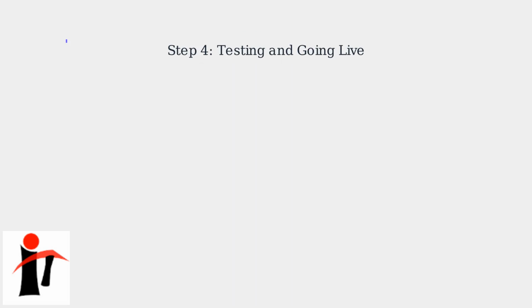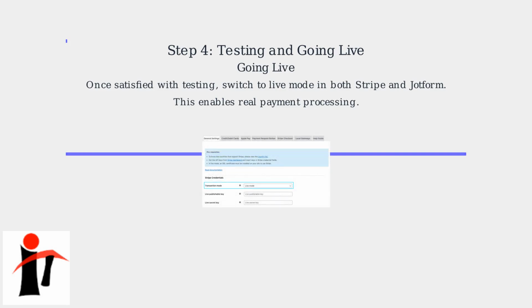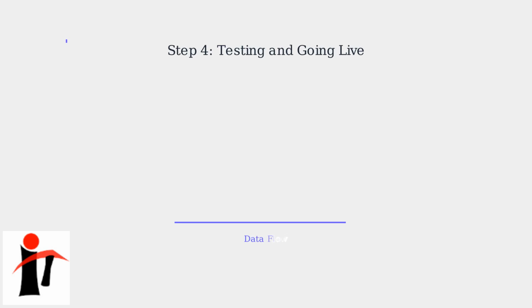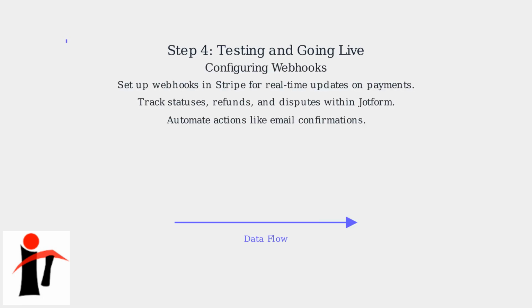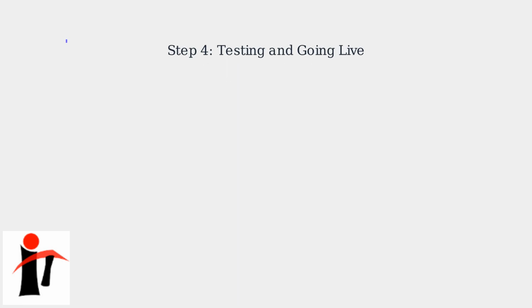Before you start accepting real payments, it's crucial to test your integration. Use Stripe's test mode to simulate transactions and ensure everything is working correctly. Once you're satisfied with the results, switch to live mode in both Stripe and Jotform. Configure webhooks in Stripe to receive real-time updates on payment statuses, refunds, and disputes directly within Jotform. Webhooks are essential for automating post-payment actions, like sending email confirmations.